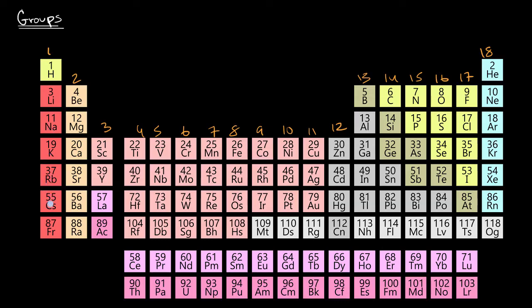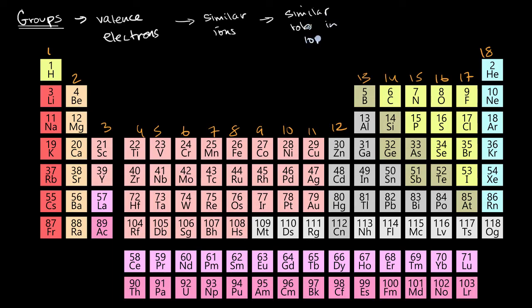have similar properties. And the reason why they all have similar properties is, in most cases, they have the same number of valence electrons. Remember, valence electrons are the reactive electrons, the ones that might interact with other things. And because elements with similar valence electrons will have similar reactivities, they will form similar ions. And they will have similar roles in ionic compounds.